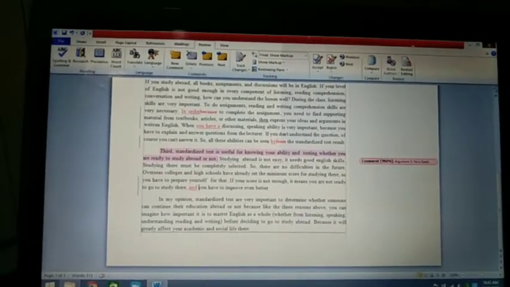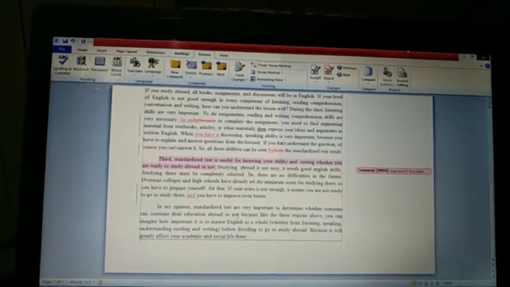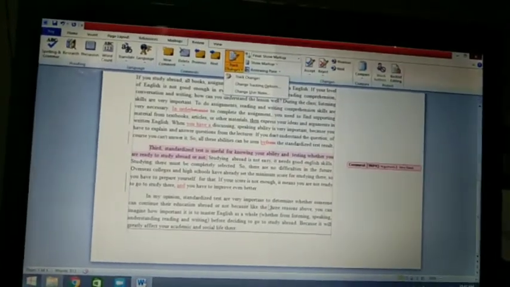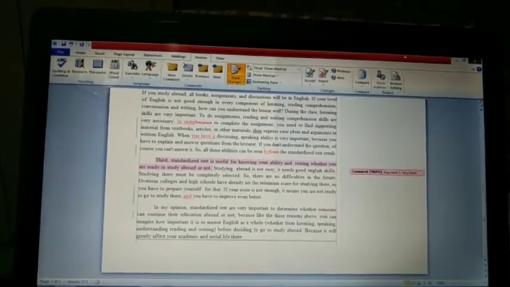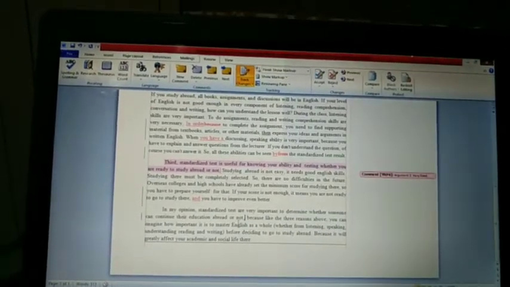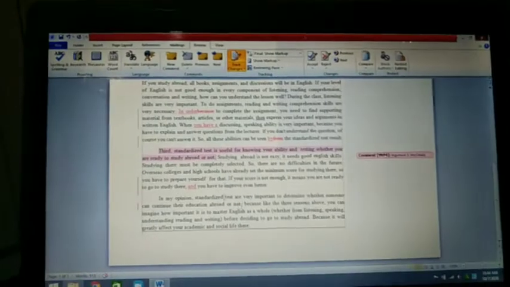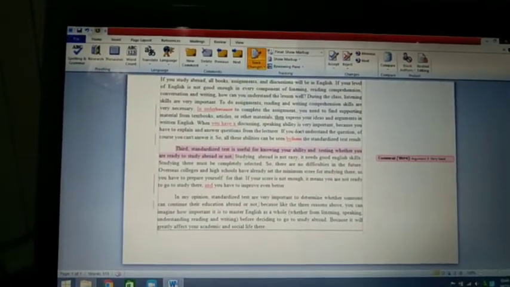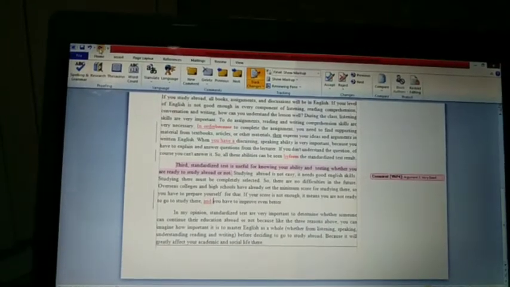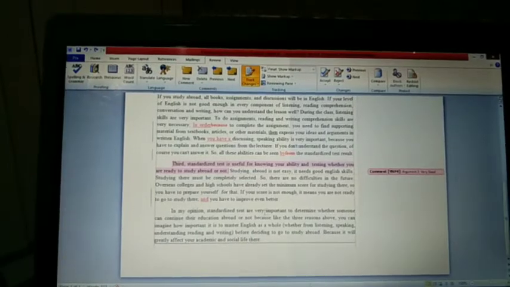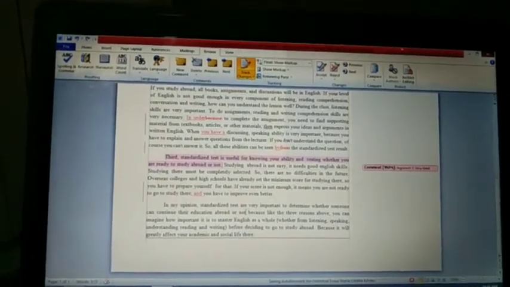In my opinion, standardized tests are very important to determine whether someone can continue their education abroad or not. We need a comma again. Because like the three reasons above, you can imagine, oh, this is too long a sentence. Need to cancel the comma. In my opinion, standardized tests are very important to determine whether someone can continue their education abroad or not. We need a dot here.